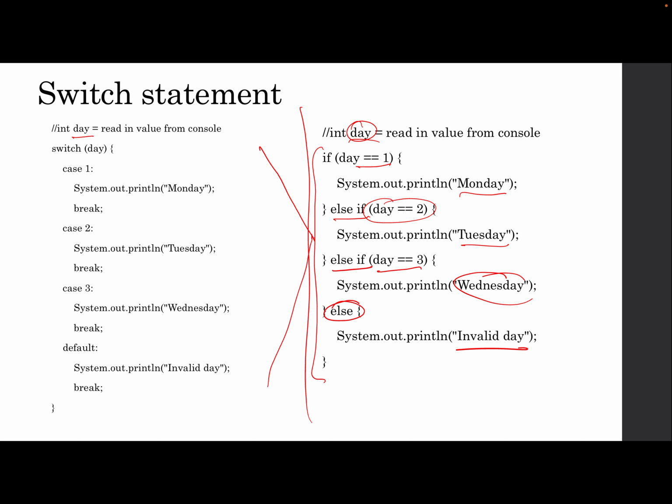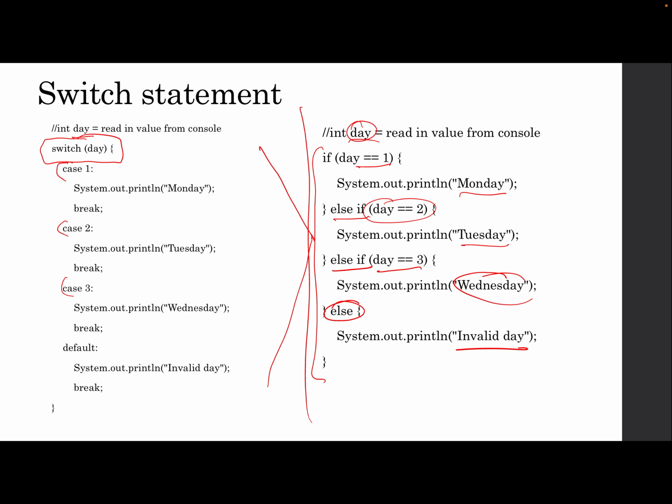So in your switch statement, the syntax looks like this. It's just a cleaner way of expressing the exact same logic. The syntax starts with switch day, which tells Java which value we're examining. Then we define a series of cases. We have case 1, case 2, case 3, and then this default at the bottom. Each case corresponds to a possible value that day could be.